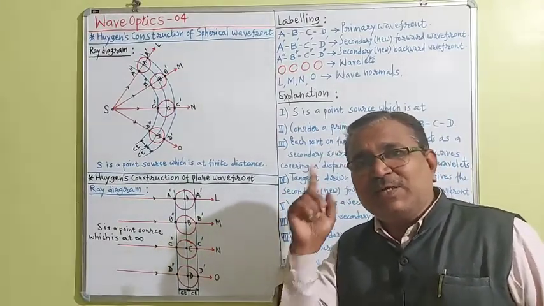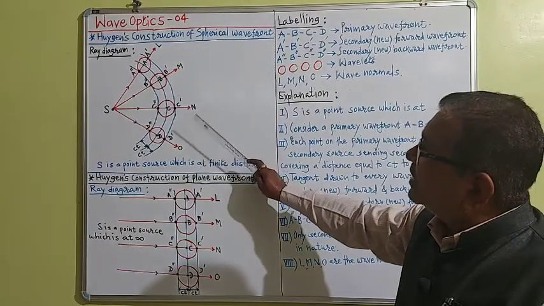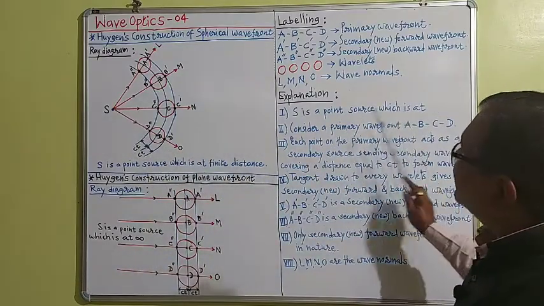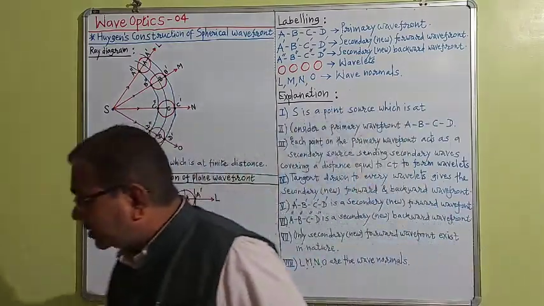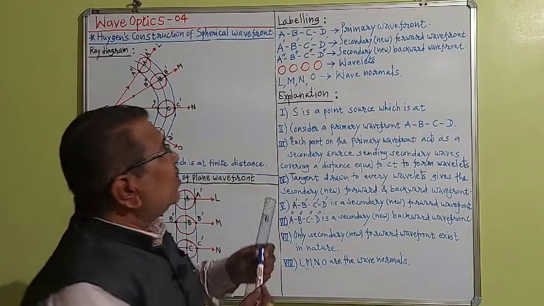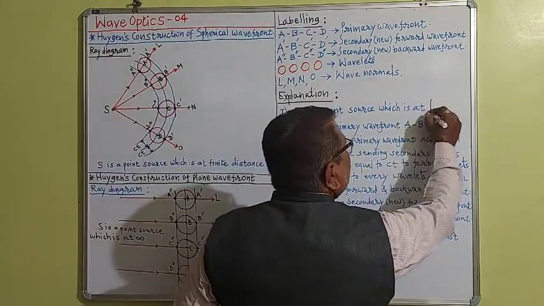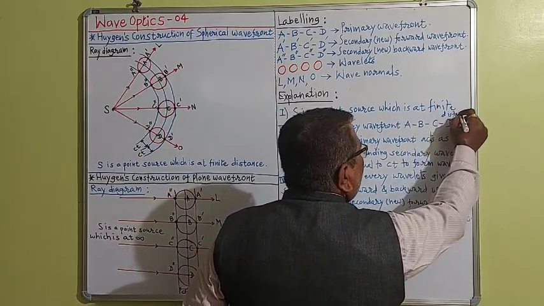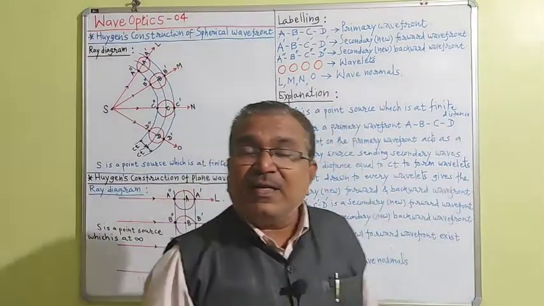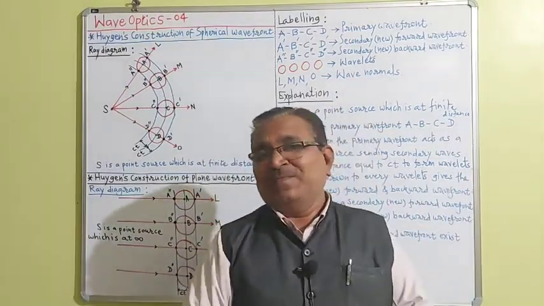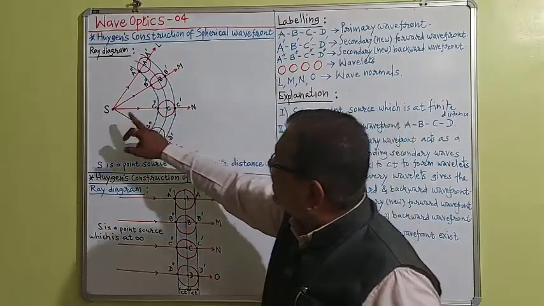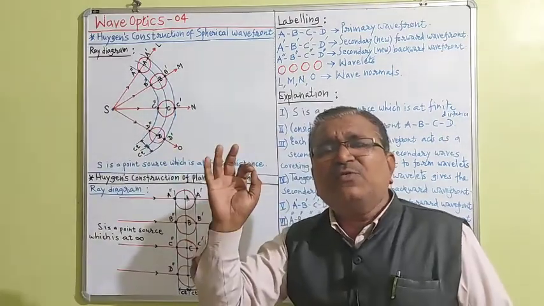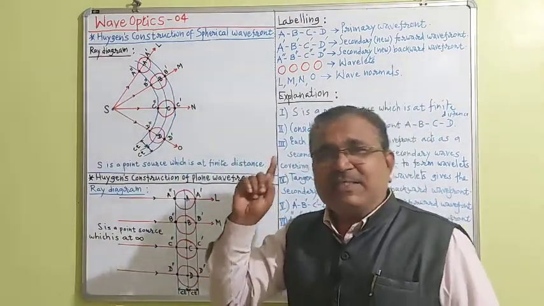How is it? The first thing is that we have to describe this diagram first. The point source is at finite distance. So write down here finite distance. The point source is at finite distance, because we are learning spherical wavefront now. By observing the diagram of spherical wavefront, the point source is at finite distance. That point source is very near to the wavefront. This is the first sentence.